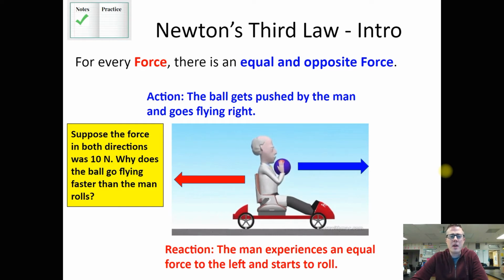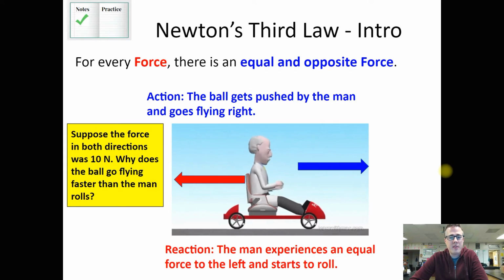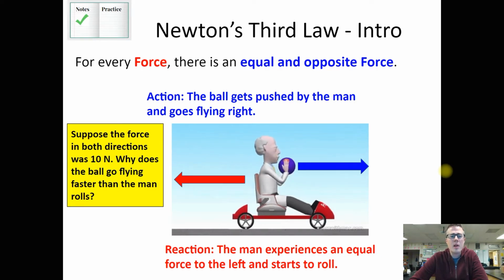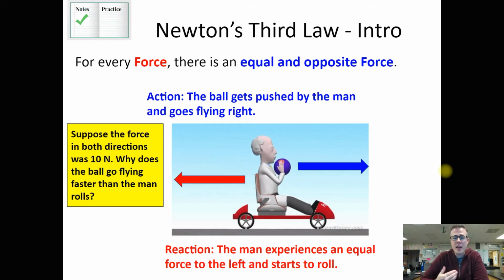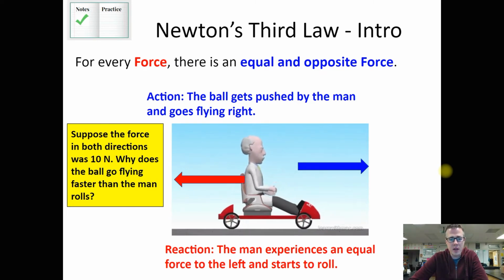A lot of times people get hung up on this because they're like, well, wait a second, how come the ball is going so fast to the right and he's going so slow? Well, think about it like this. Suppose the force that he's putting on that ball is 10 newtons. So he's pushing on the ball with 10 newtons. That means that he's getting a push in the opposite direction also of 10 newtons because equal and opposite has to be equal.